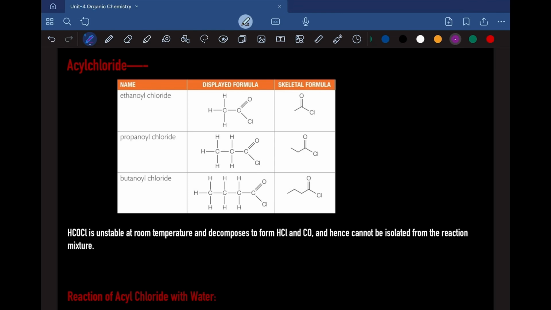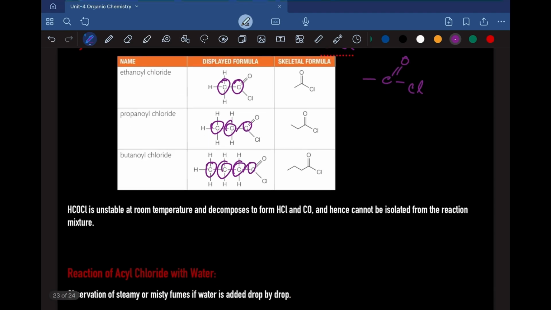The functional group of acyl chloride is COCl, in which C is double bonded with oxygen and single bonded to chlorine. So basically this is the functional group of acyl chloride. Here there are two carbons, so it is ethanoyl chloride. Here there are three carbons, so it is propanoyl chloride, and four carbons means butanoyl chloride.